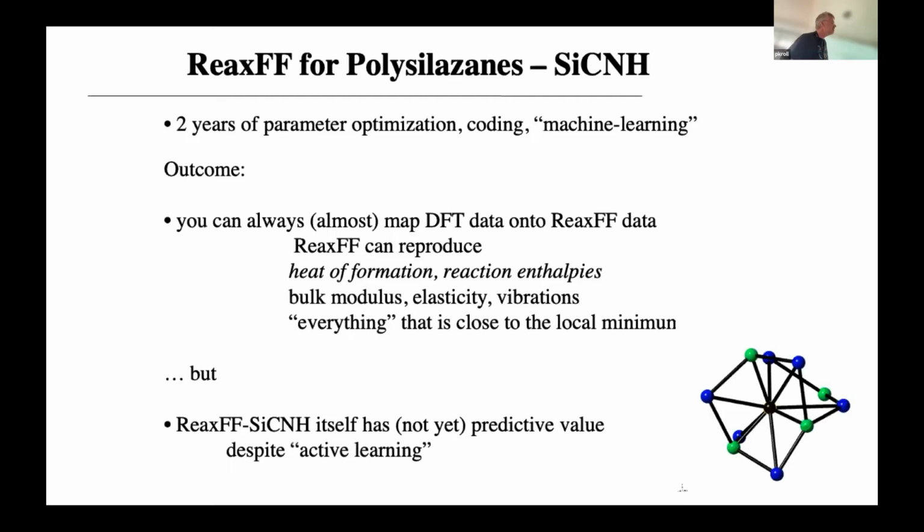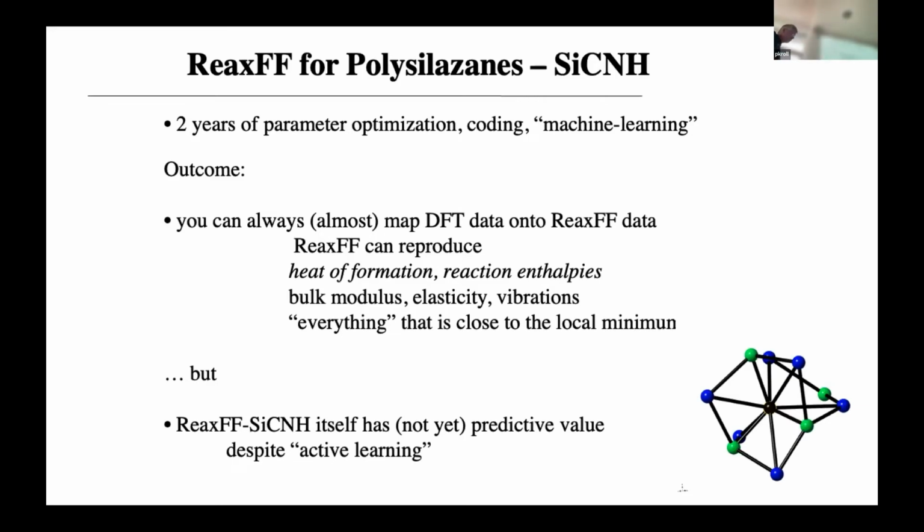Where we failed, very sad story, because I prepared the student that he may be up to a misery. So it was 2 years of parameter optimization, coding, so-called machine learning and other things. We were not able to develop a ReaxFF force field for polysiloxanes, so for the SiCNH.